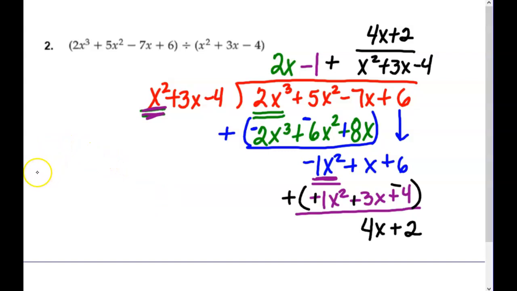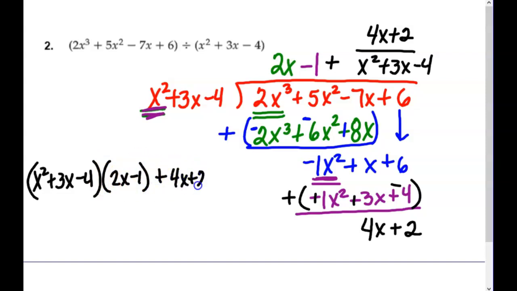So if I were to check this, I would have an x squared plus 3x minus 4 times a 2x minus 1, and then I would need to add the remainder. Okay, and it should get back to what I started with. I can do it real fast if you want. I wouldn't bother to write it down if I were you, but it's up to you.